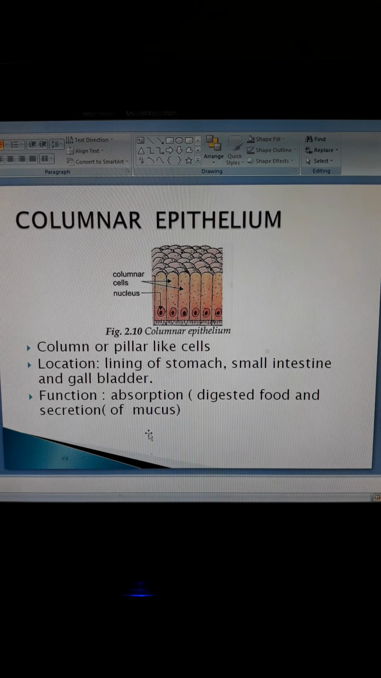Mucus is necessary in the internal lining of stomach and intestine, so that the food which is coming from the mouth through the esophagus and reaching the stomach can be easily passed to the other organs, that is small intestine and further organs. This helps in the proper smooth passage of the food, or chyme, as we say, from one organ to another.